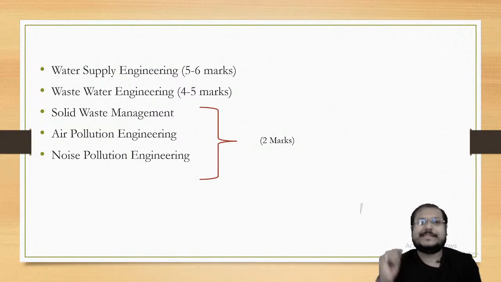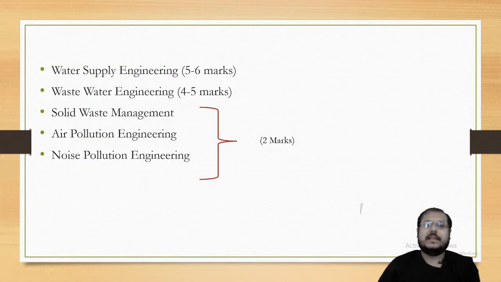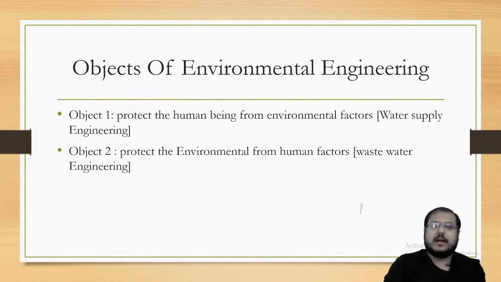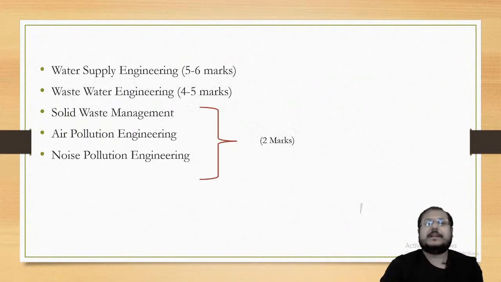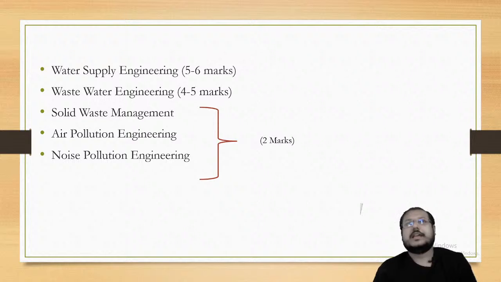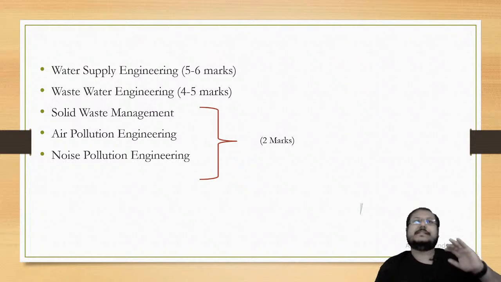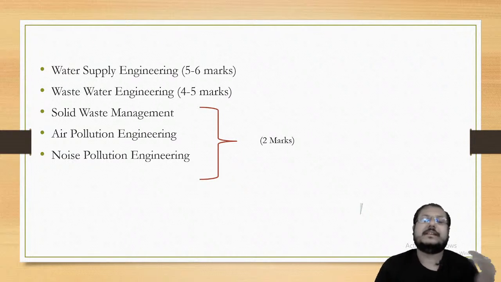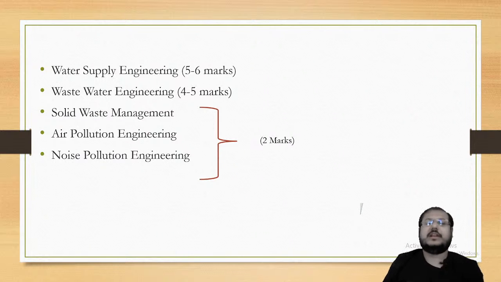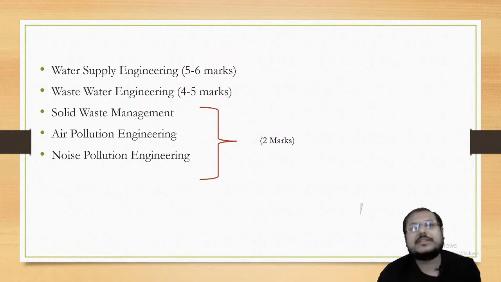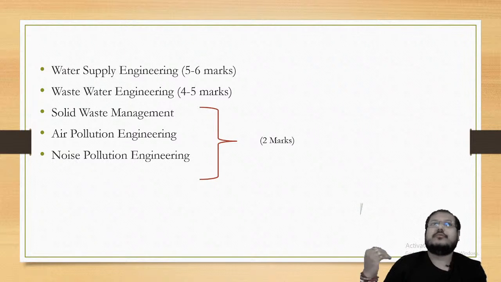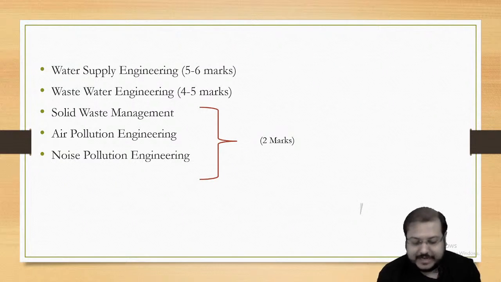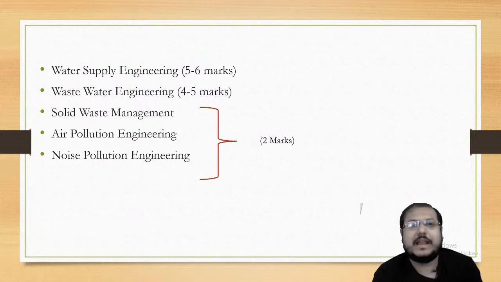Whereas in the second segment, that wastewater engineering, in that particular segment, we are protecting the environment from the human factors. क्योंकि जो वेस्ट वाटर है, वो wastewater is generated from your domestic sources, from industrial sources, or from other institutional or commercial sources. Those all the sources are human induced sources. So in that wastewater segment, we are actually protecting the environment from the human induced factors.